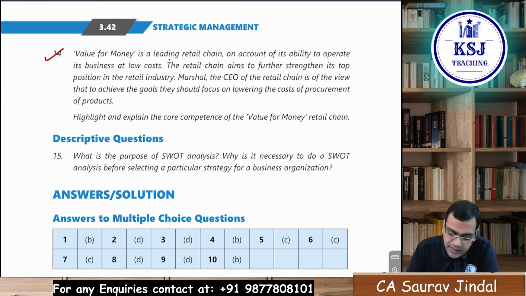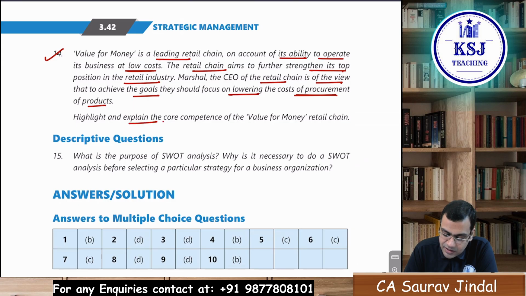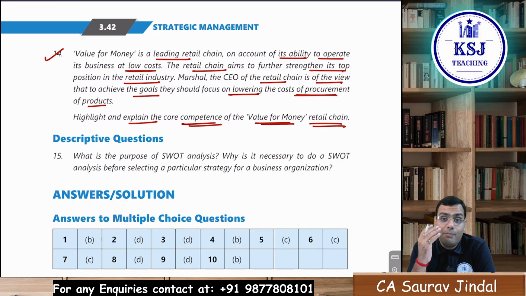Value for Money is a leading retail chain on account of its ability to operate its business at a low cost. The retail chain aims to further strengthen the top position in the retail industry. Marshall, the CEO of the retail chain, is of the view that to achieve the goals, they should focus on lowering the cost of procurement of the products. Highlight and explain the core competence of the Value for Money retail chain. What is the core competence?